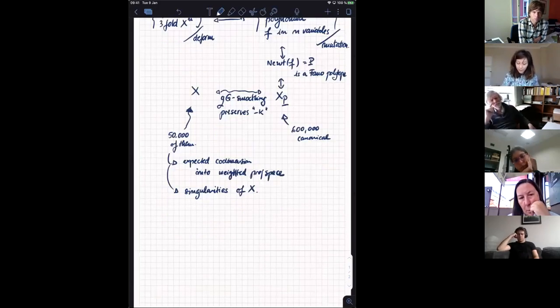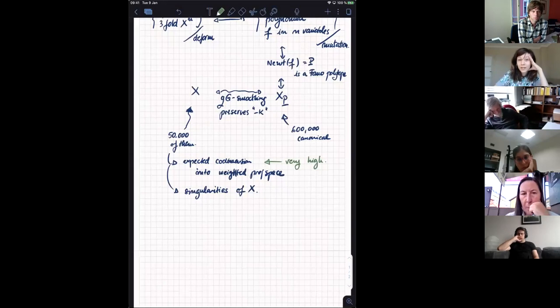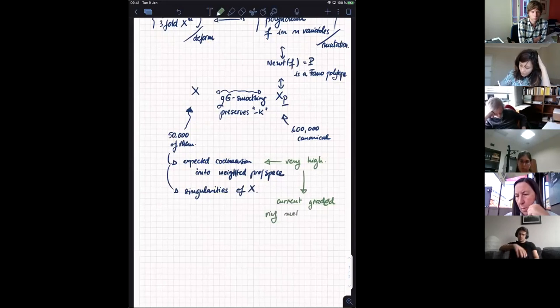So that's not what we're looking for. Right, and the expected codimension in weighted projective space for most of these is quite high, in the sense that if you have such a variety, you don't really know how to construct it in order to make sure that it actually exists. So there is no way to write equations. So current graded ring methods only work up to codimension. When I say graded ring methods, again, I mean writing equations explicitly.